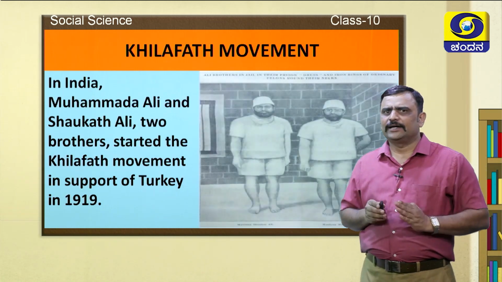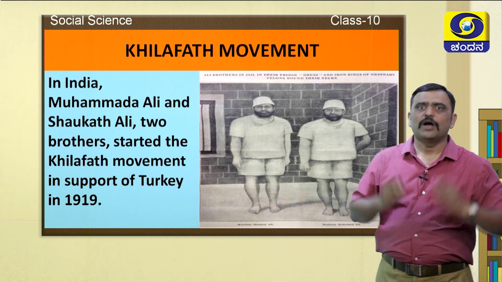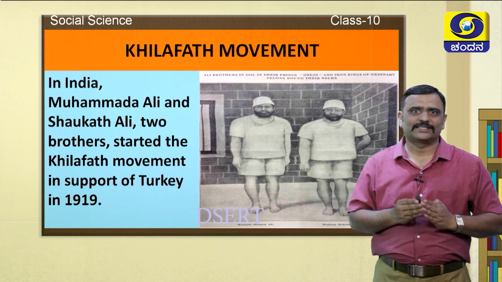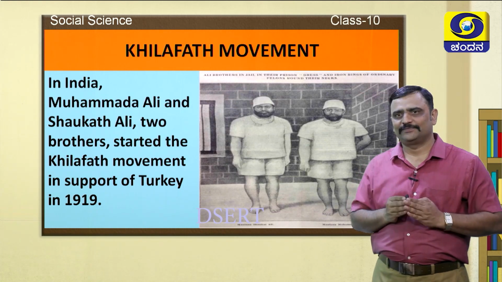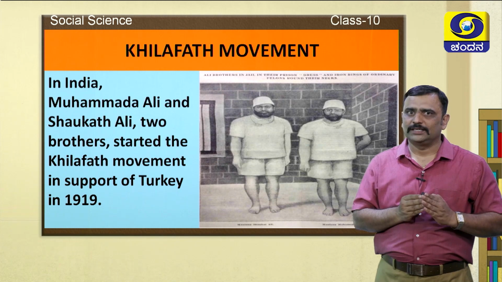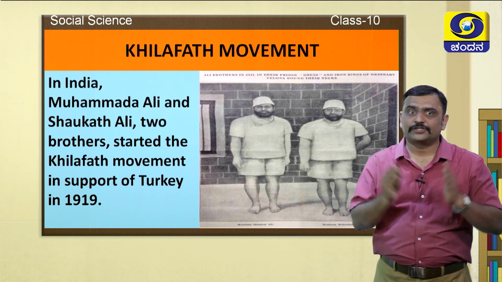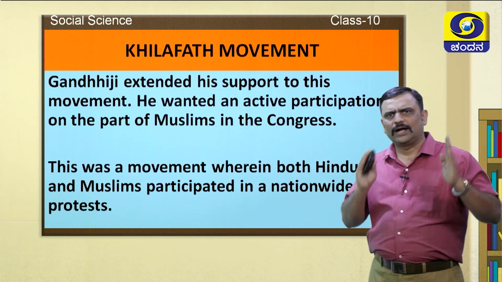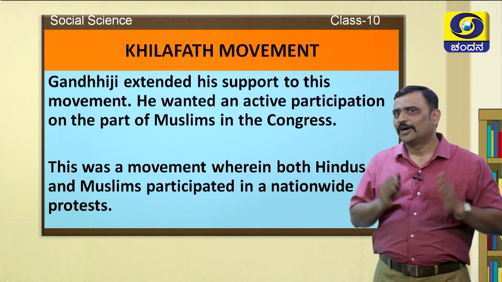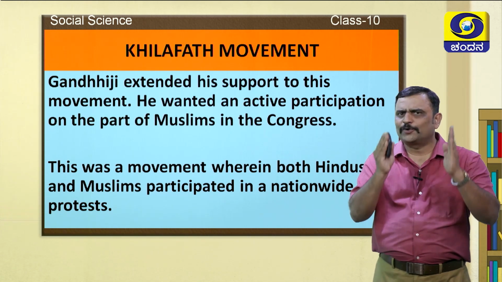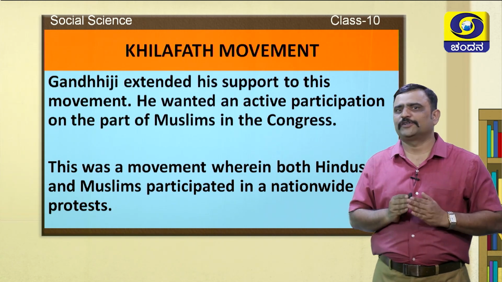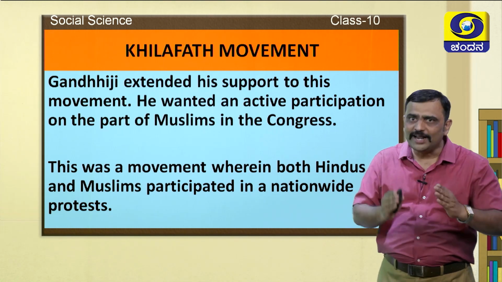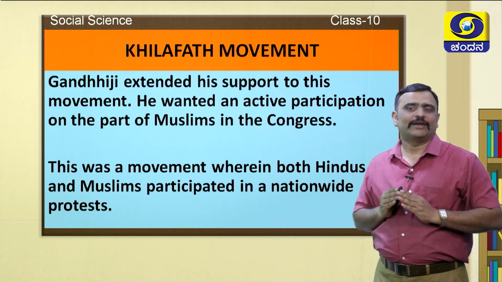Thus, in India, two brothers by name Muhammad Ali and Shaukat Ali started the Khilafat movement, supporting Turkey against the arrest of Khalifa. In the year 1919, Gandhiji extended his support to this movement. He wanted to have an active participation on the part of Muslims in Congress. He wanted to attract the Muslims towards Congress.